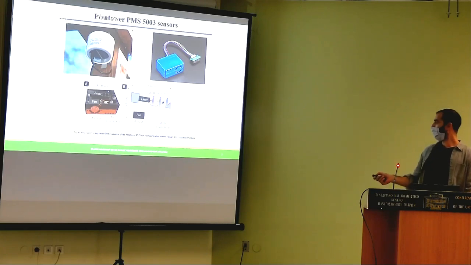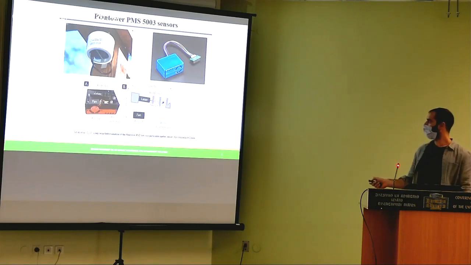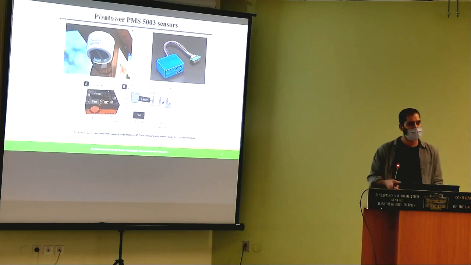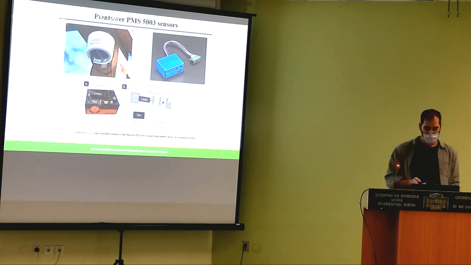You can see on the right figure that there is a fan that throws the ambient air through the holes. The particles in the sampling area scatter the light produced by a laser source, and the scattered light is then transformed to PM concentrations using an algorithm.